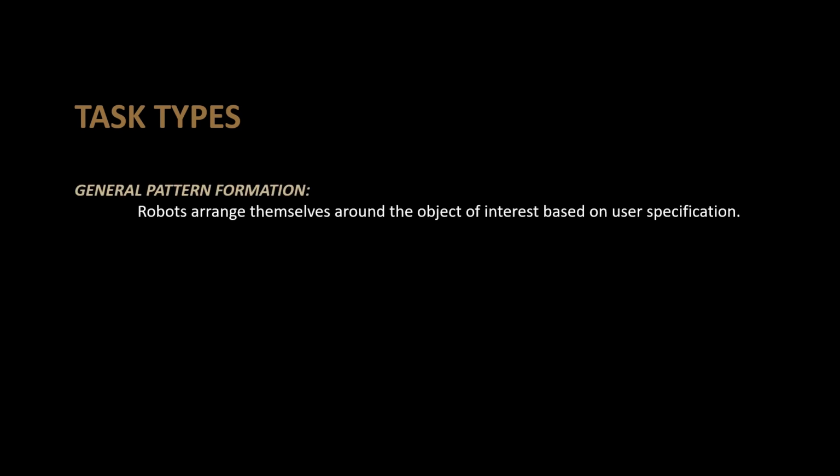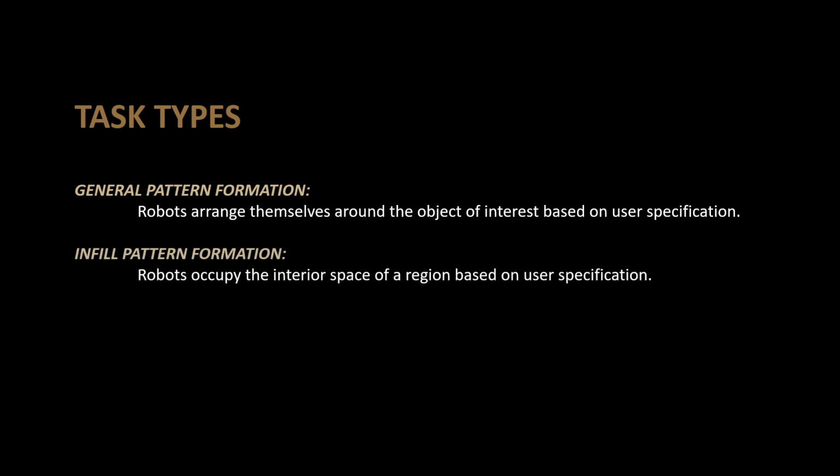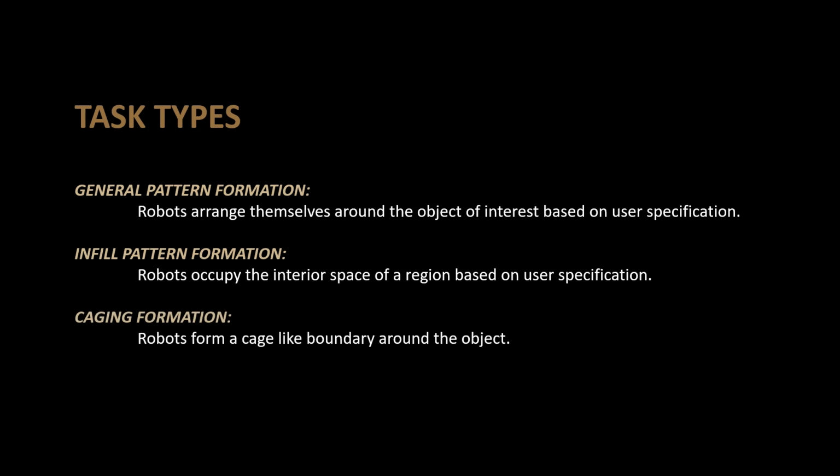ZeroCAP enables three types of pattern formations. The first is general, where robots arrange themselves around an object. The second is infill pattern formations, where robots occupy a region's interior. And finally, we have caging pattern formations, where robots form a boundary around an object.